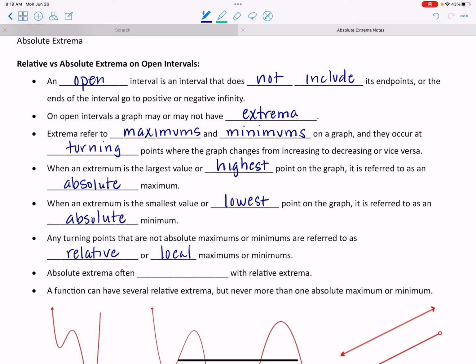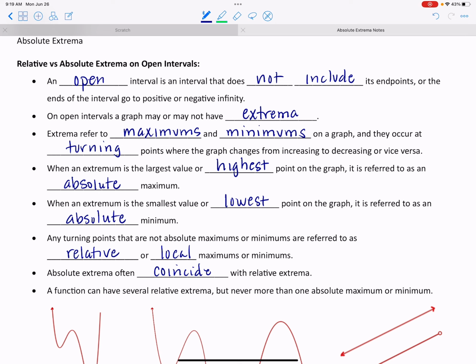Now, sometimes these things coincide, they correspond. I was trying to put two words together there. So we could have an absolute maximum that we would refer to as a relative maximum, and same for the minimums, and vice versa. So absolute extrema often coincide or correspond with our relative extrema.